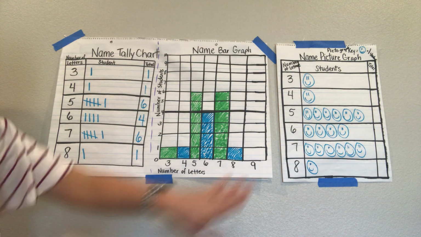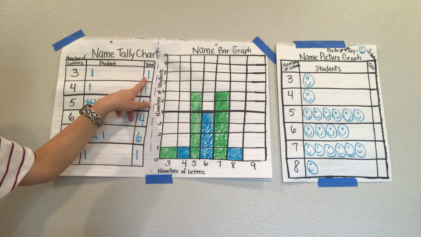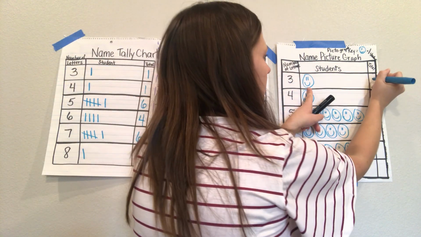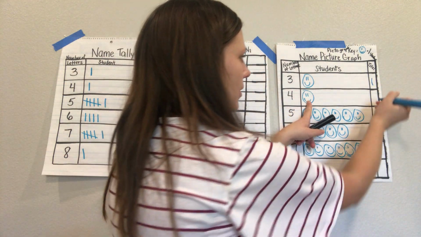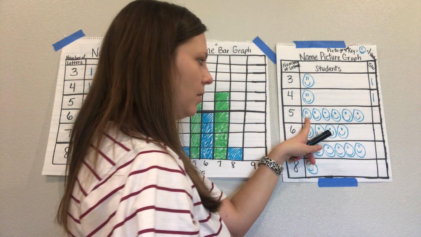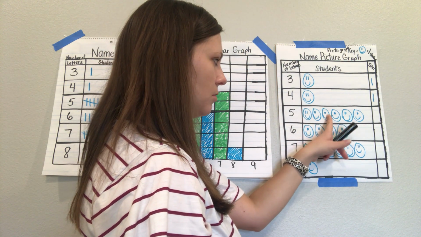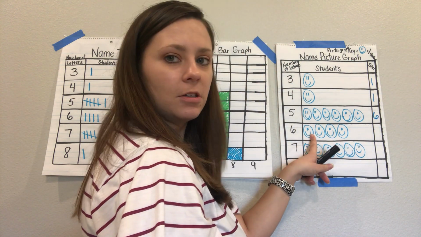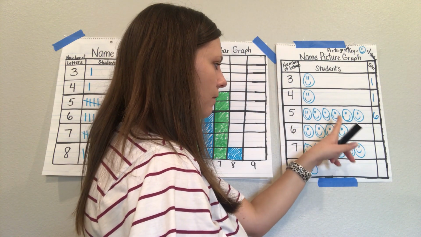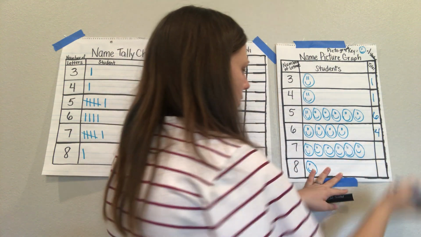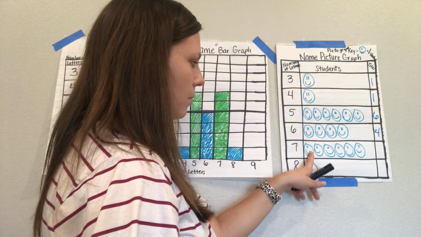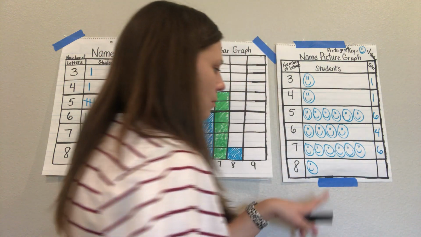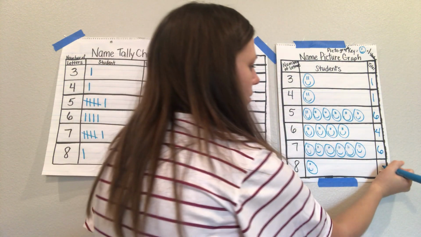And then we can go and fill out our total just like we did for our tally chart. There was a total of 1 student with 3 letters, 1 student with 4 letters. With 5 letters, there were 1, 2, 3, 4, 5, 6 students. With 6 letters, there were 1, 2, 3, 4 students. With 7 letters, there were 1, 2, 3, 4, 5, 6 students. And with 8 letters, there was 1 student.